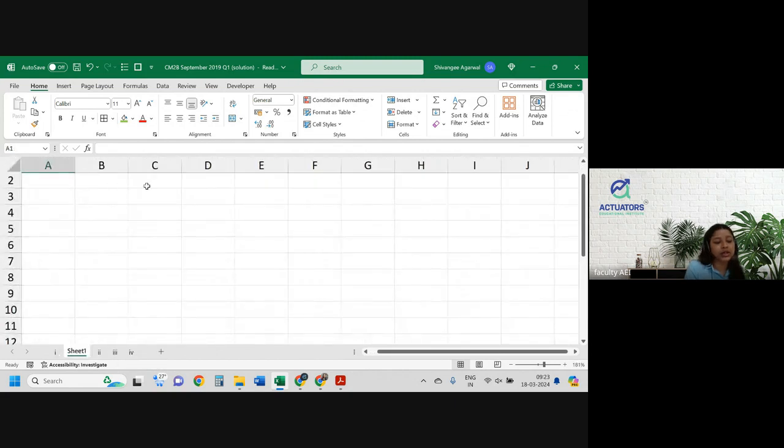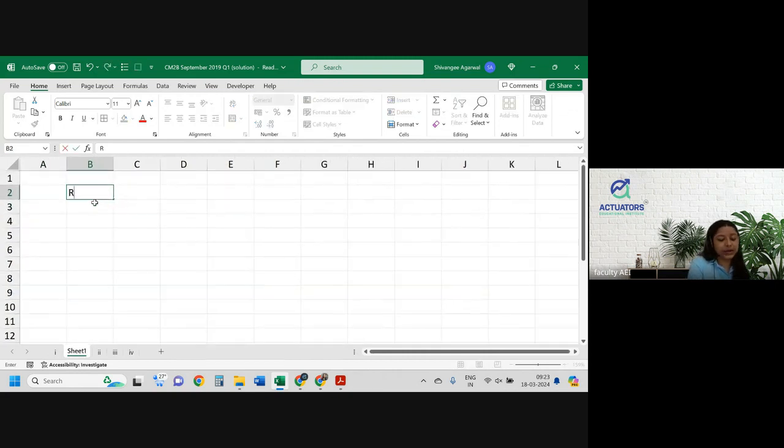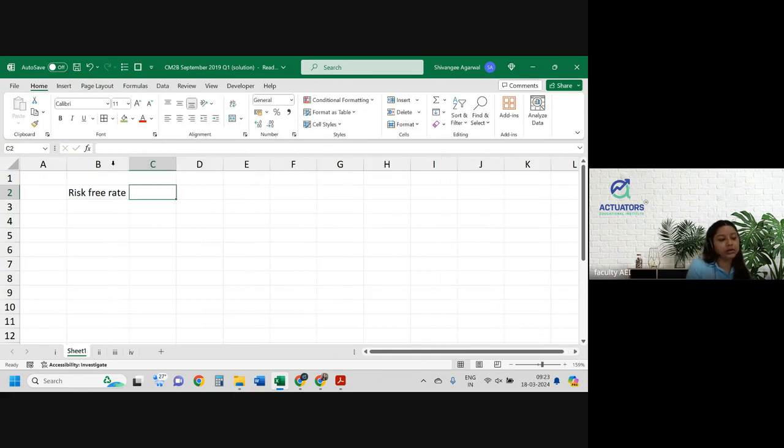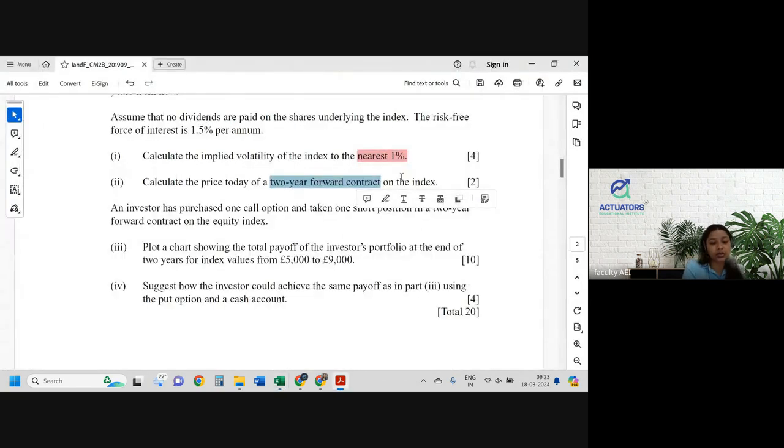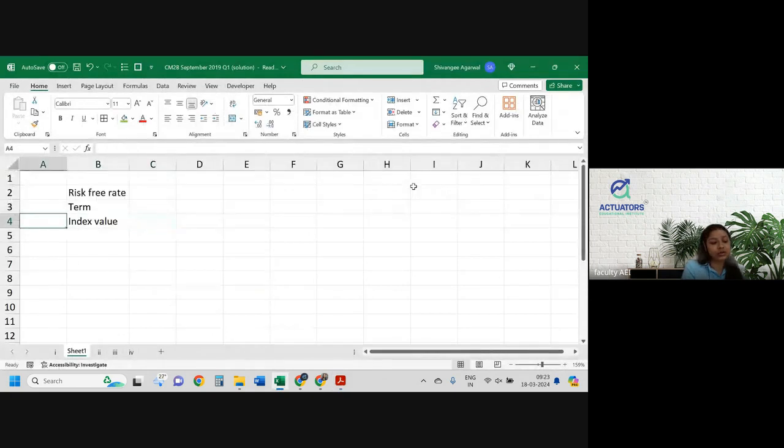So hume kya kya chahiye? We need a risk-free rate. We need e to the power RT. Na? So time chahiye hume aur term le lo. And then we need the current value of the index. Since the index value is what they are asking us for, your forward contract on index. So this is ideally B0 that you say. Or I0, index ko generally I0 denote karte.